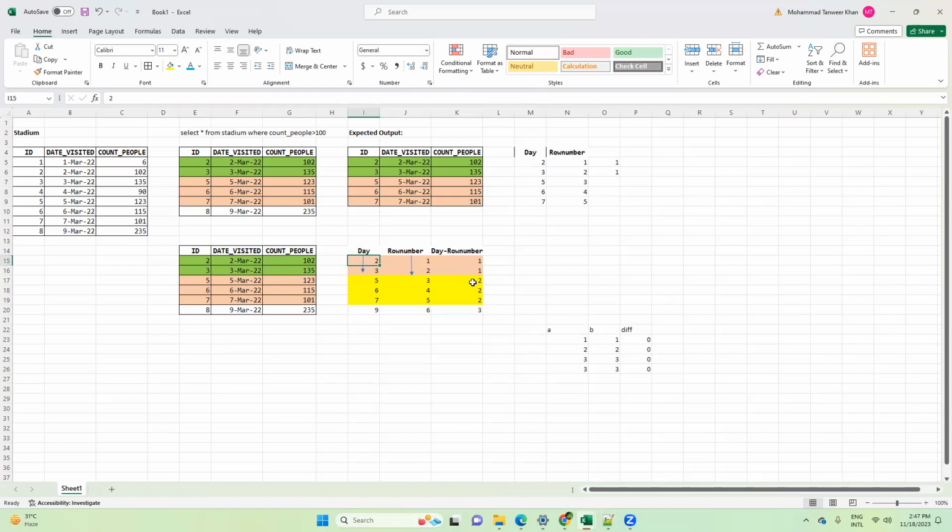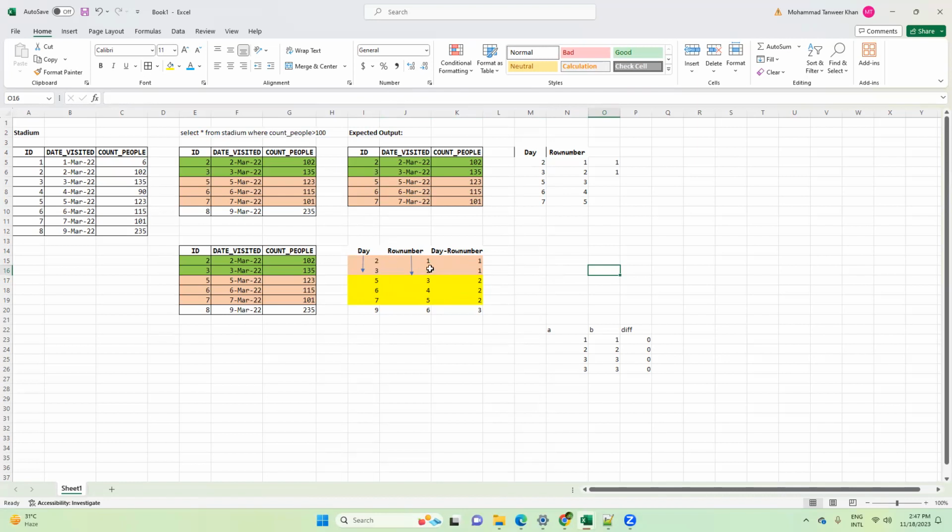Now here, is the difference constant or has it changed from 1 to 2? It has changed, sir. But here the row number has incremented by 1. It means this must have incremented by some other value than 1, and that's why it has incremented by 2. And if it has incremented by 2, it means it is not consecutive.